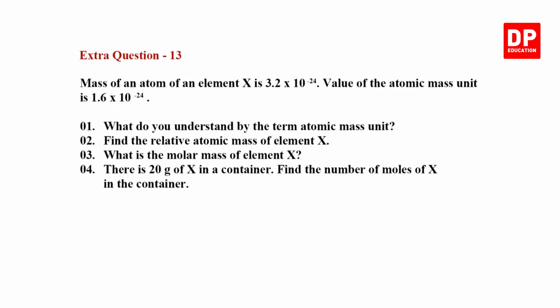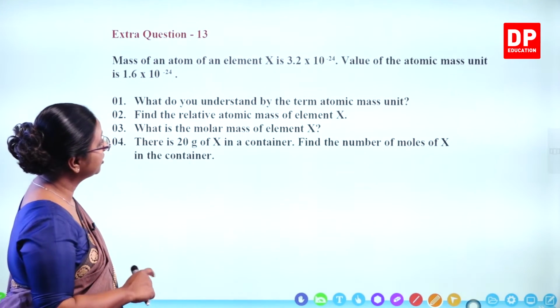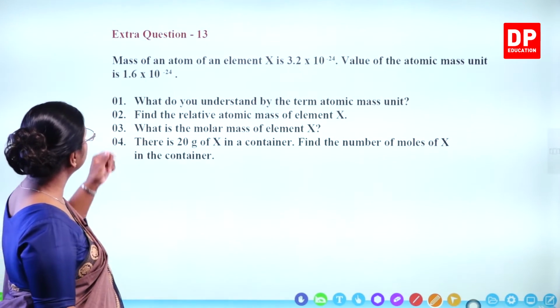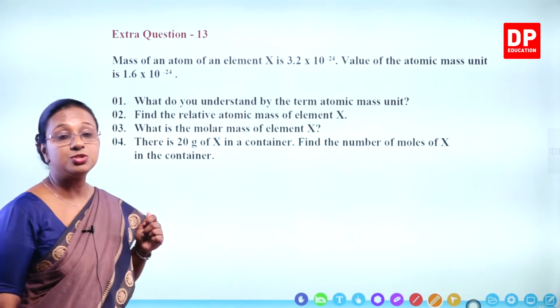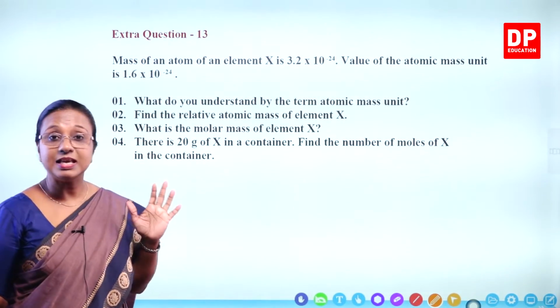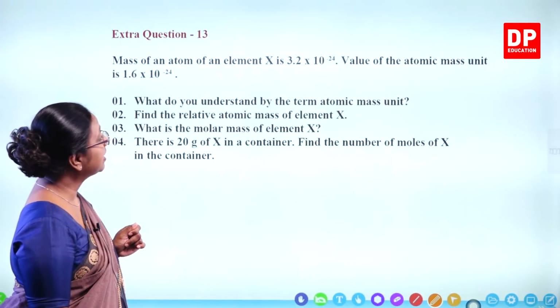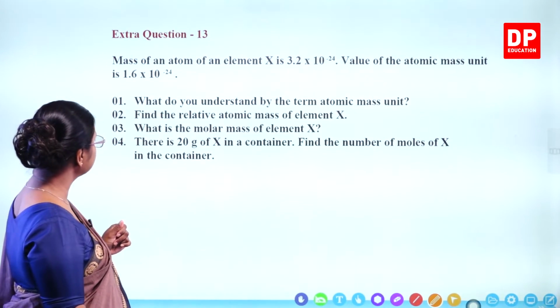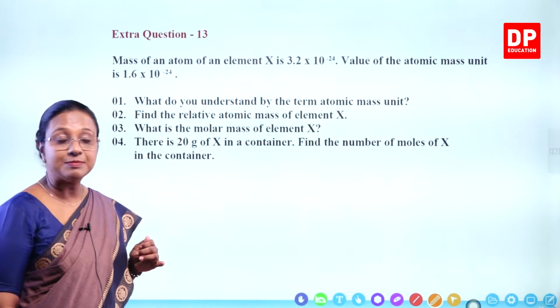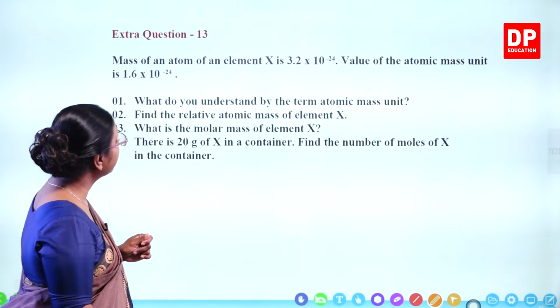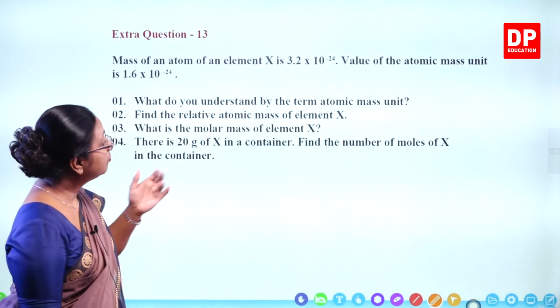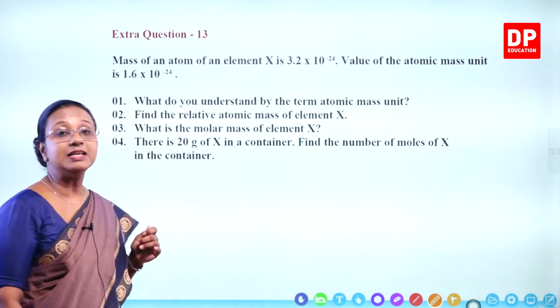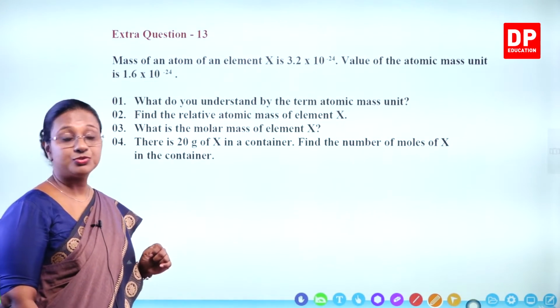Extra question 13. Mass of an atom of an element X is 3.2 into 10 to the minus 24. You are familiar with this type of question. Value of the atomic mass unit is 1.6 into 10 to the minus 24. So here the element is X. What do you understand by the term atomic mass unit? Find the relative atomic mass of element X. What is the molar mass of element X? There is 20 gram of X in a container. Find the number of moles of X in the container. So we can do those calculations now.